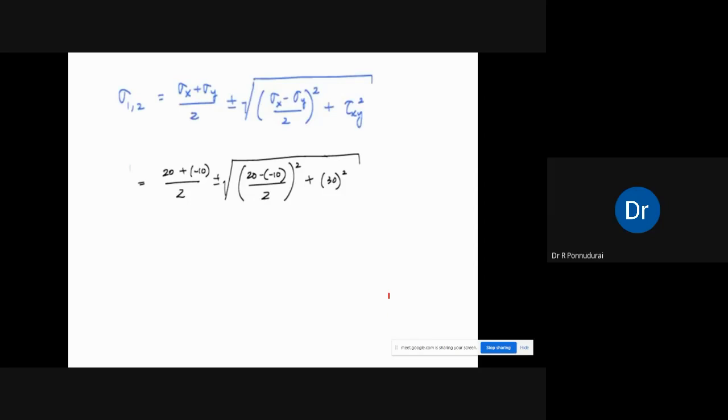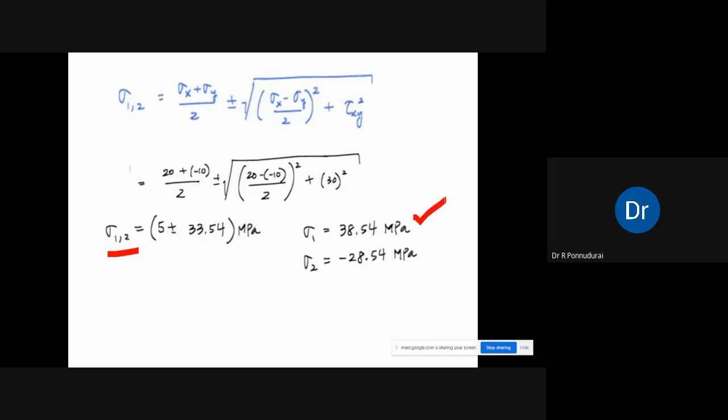So this way you can calculate the maximum principal stress. Just a direct substitution of the formula values. So here sigma 1 and 2 is 5 plus or minus 33.54 MPa. So sigma 1 will be 38.54, and sigma 2 is equal to minus 28.54.